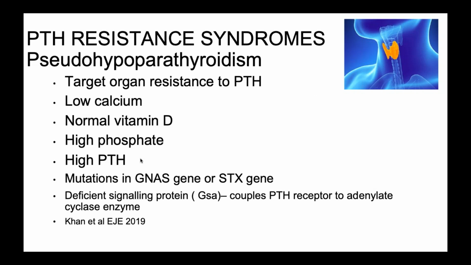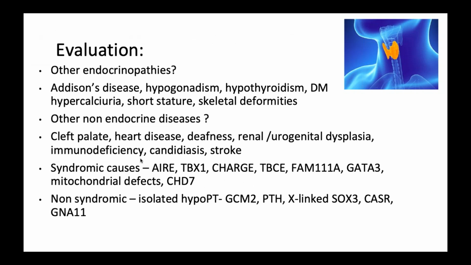adenylate cyclase enzyme. So when we evaluate our patient, we ask ourselves, are there other endocrinopathies present? Could my patient have Addison's disease? Does my patient have hypogonadism, hypothyroidism? Do they have diabetes? Do they have features of APS1? Do they have features of pseudo-hypoparathyroidism? Do they have skeletal abnormalities? Are there other features of non-endocrine diseases, such as a cleft palate or a high arched palate and heart disease?